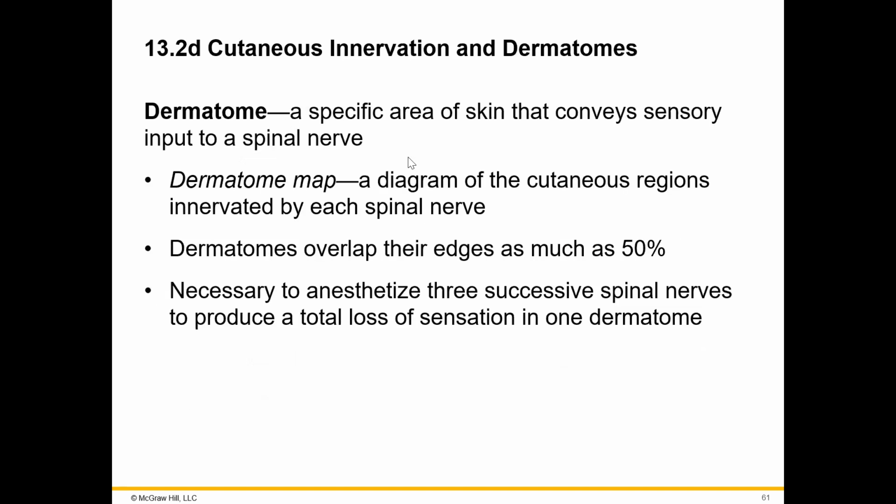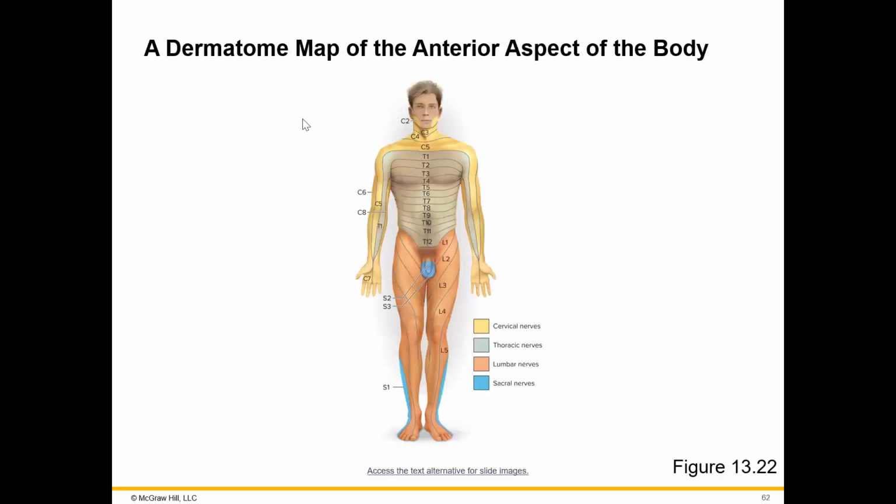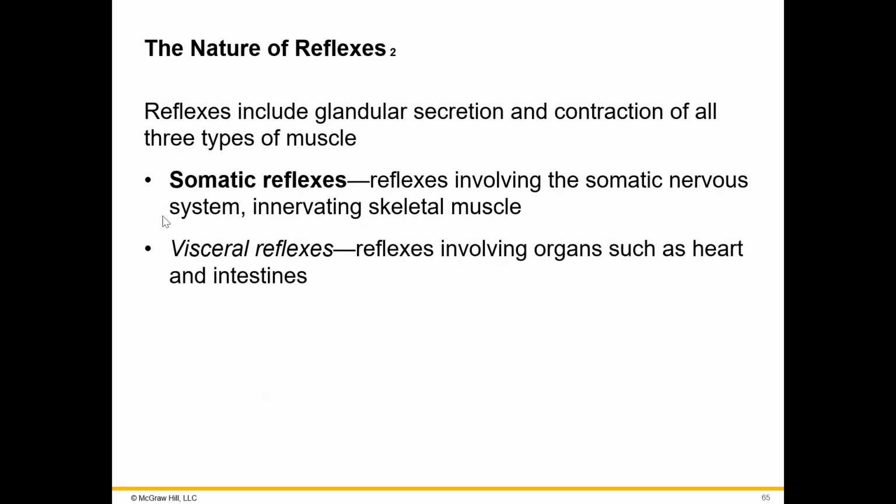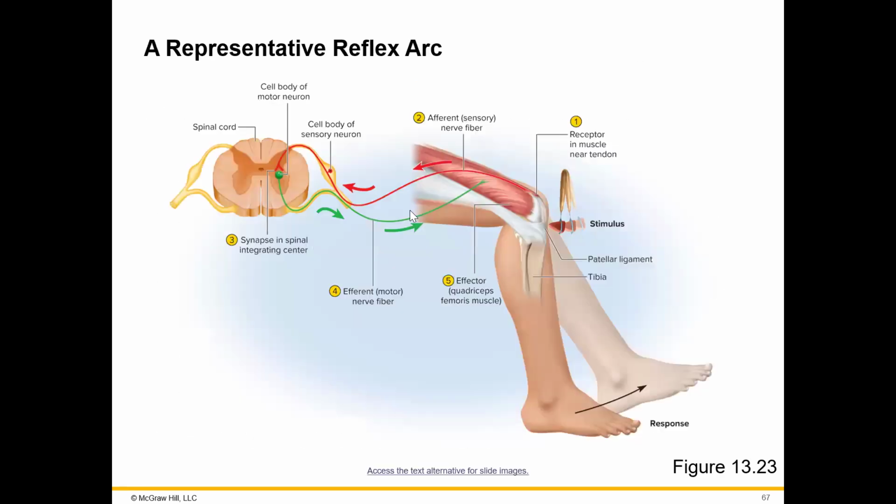The dermatome is a specific area of the skin that conveys sensory input to a spinal nerve. So there is a dermatome map showing where all this sensation is. That's why when one nerve is injured, the other nerve is affected too, because they share the same region. These are known as dermatomes. So for reflexes, you have somatic reflexes and visceral reflexes. Look at it, that's a perfect example of a reflex.